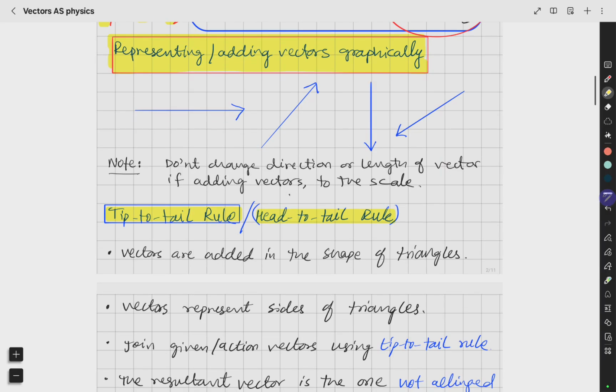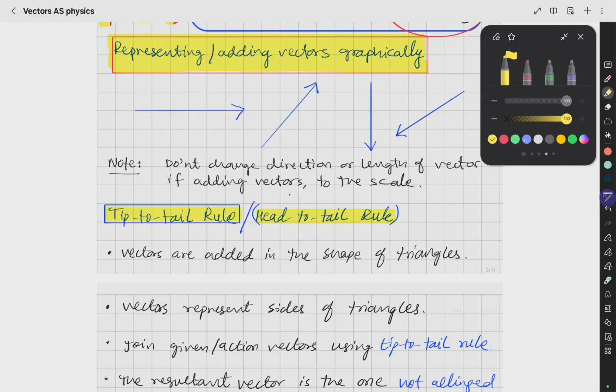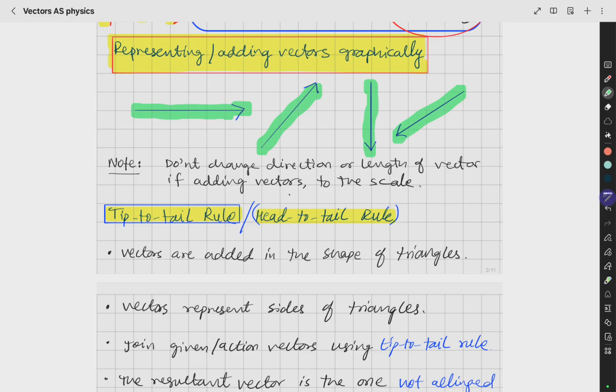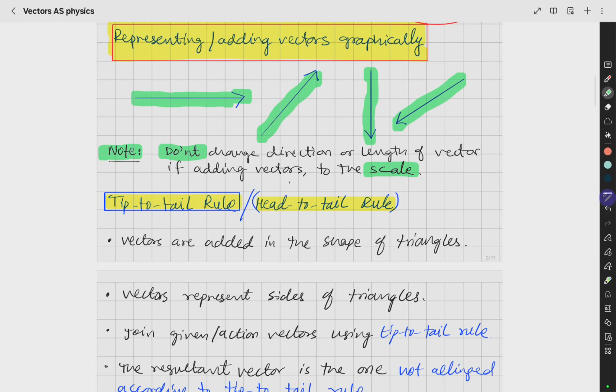How do you represent or add the vectors graphically? In order to represent the vectors graphically, we represent them with a line and an arrowhead. All these vectors are acting in different directions. You have to remember one thing: do not change the direction or length of the vector if you are adding them according to the scale. You choose a scale, then don't change their length or direction.